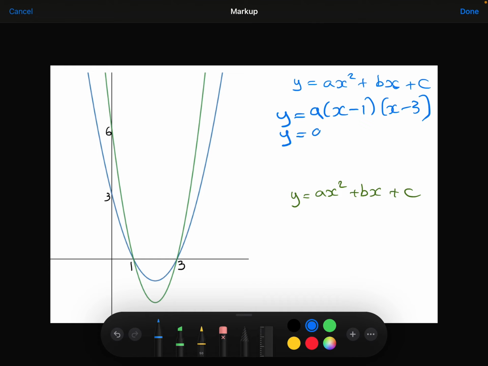So I'm going to expand these brackets out. So I'll get x times x is x squared. x times the minus 3 is minus 3x. The minus 1 times x is minus x, and the minus 1 times 3 is 3. Collecting up those like terms, and now expanding each of those, multiplying each of those terms by the number a. If we need that a, we might not need it yet, we'll see in a second.